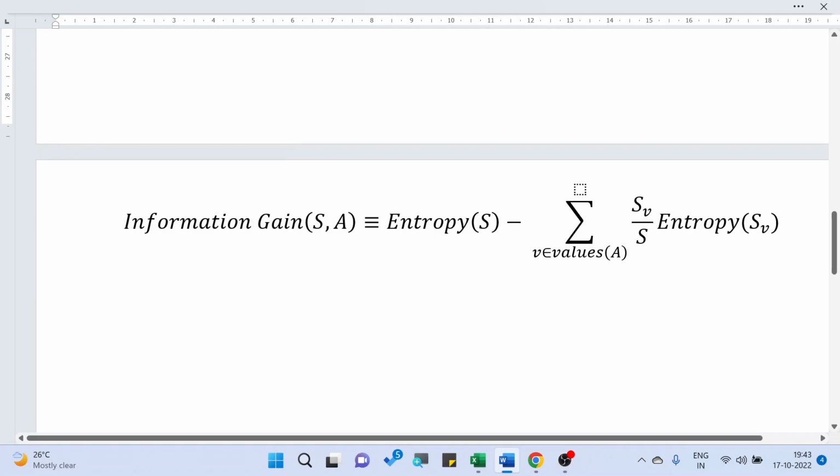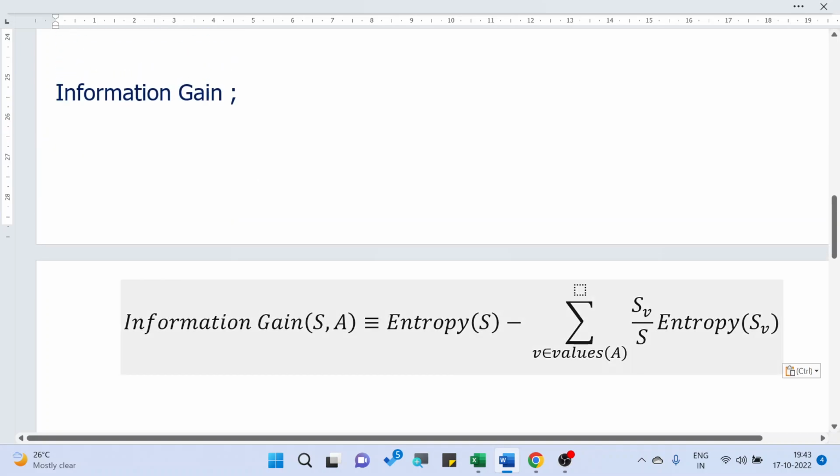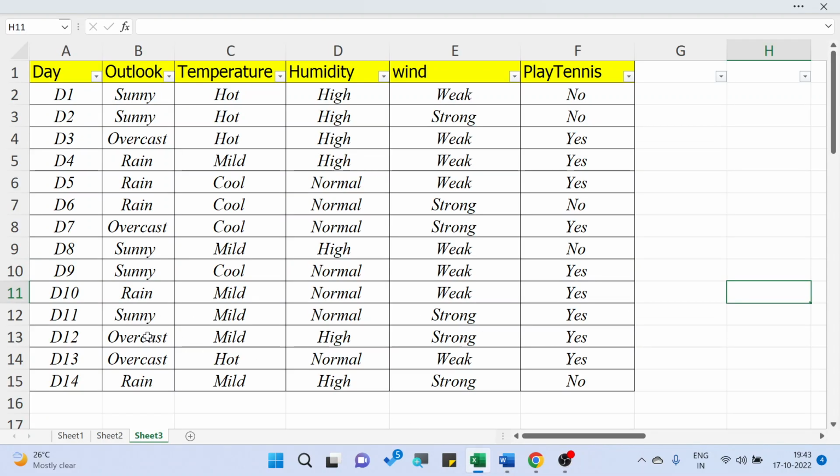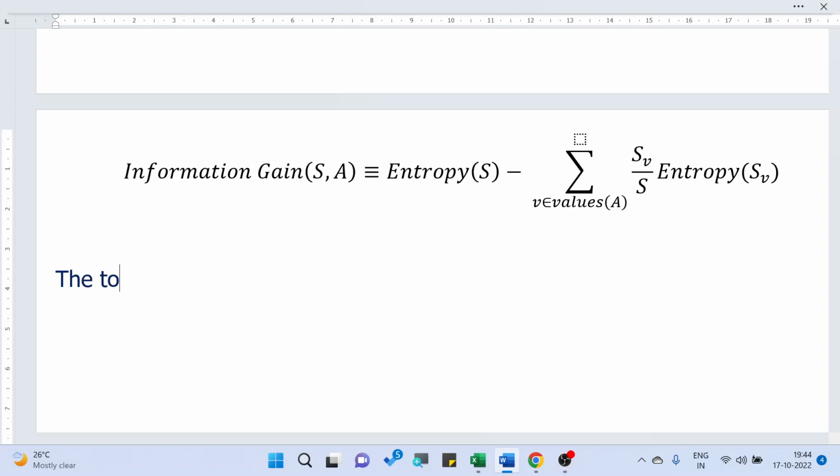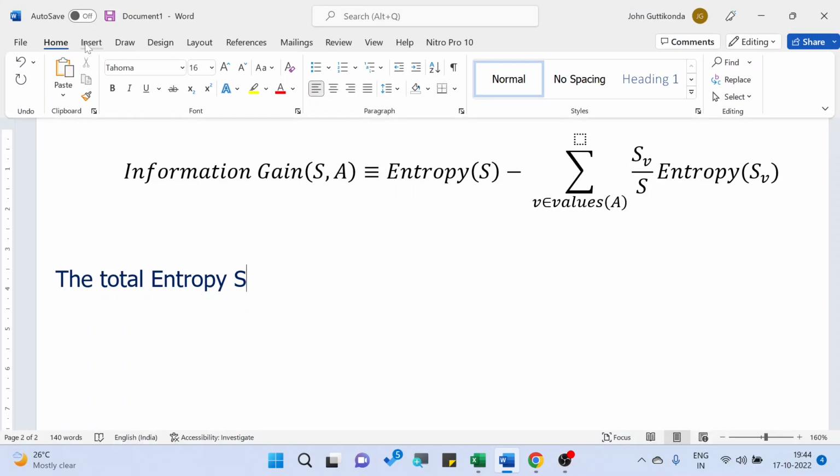So, for that we need logarithm base 2 calculation. I have prepared an Excel table for that calculation. You can do it with your calculator. This is our data. So, first let us calculate the total entropy for the whole set. Let us call this set S. Let us make a table, that would be better.